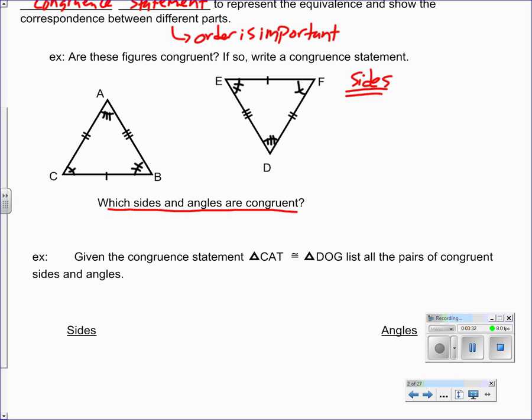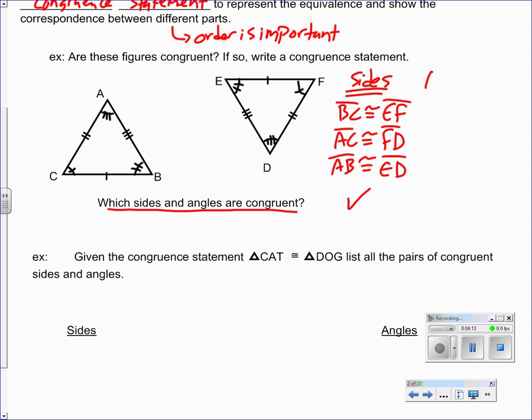So looking at the markings, I can see that side BC has the same mark as side EF. So they're congruent. I look at side AC, and that has the same mark on it as side FD. So those two sides are congruent. And the third, I can see that side ED has the exact same mark as side AB. So that's all three sides of each triangle congruent.